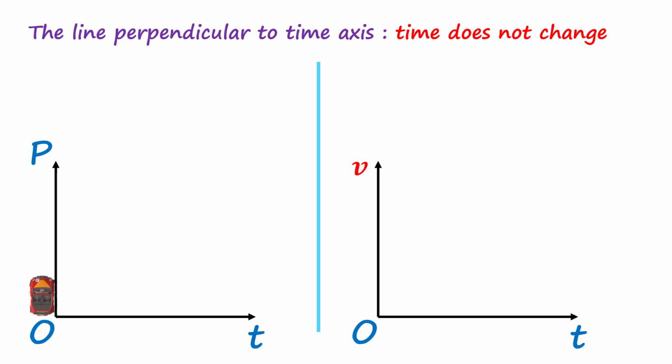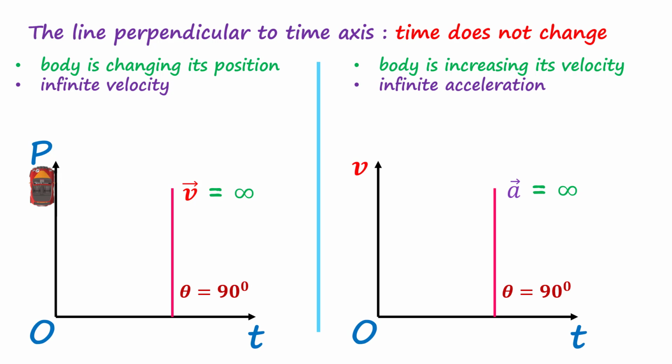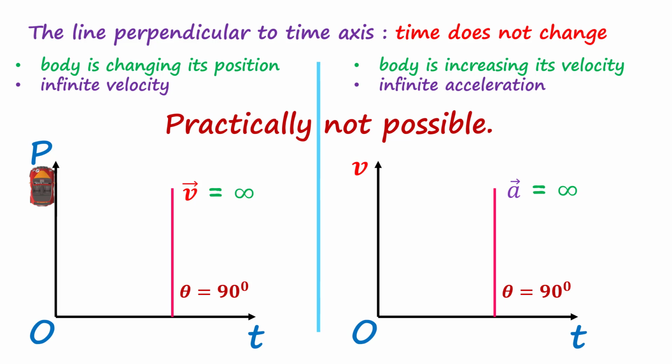If the line is perpendicular to the time axis, then the time does not change. The body is changing its position and possesses infinite velocity, making the acceleration infinite as well. Can any body travel within no time? This is practically not possible.